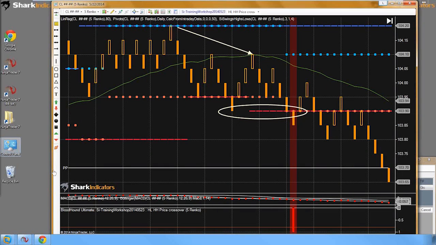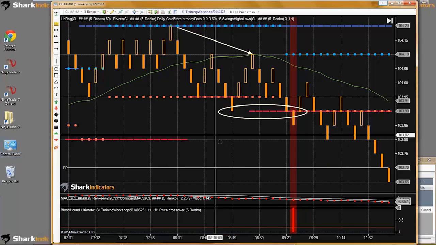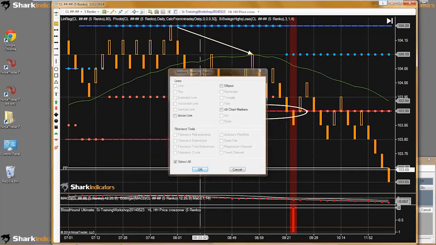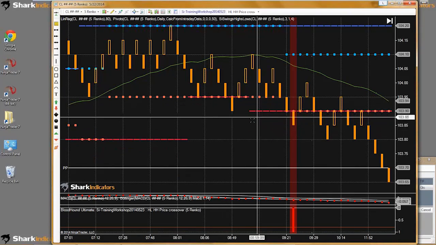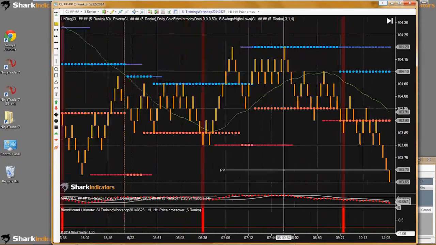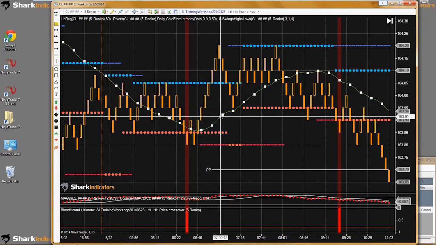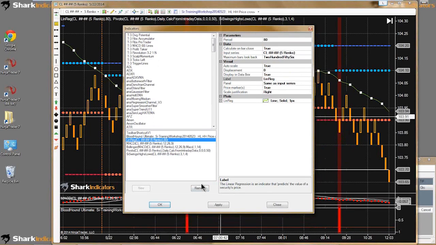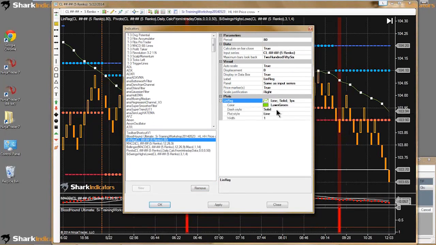Ken wants to know how to do an MA slope. Alright, so let me remove all the drawing objects here. Alright, Ken. So I'm going to use this linear regression since I already have it on my chart. Right? This is a form of a moving average. And I'll beef this up, make it easier to see.